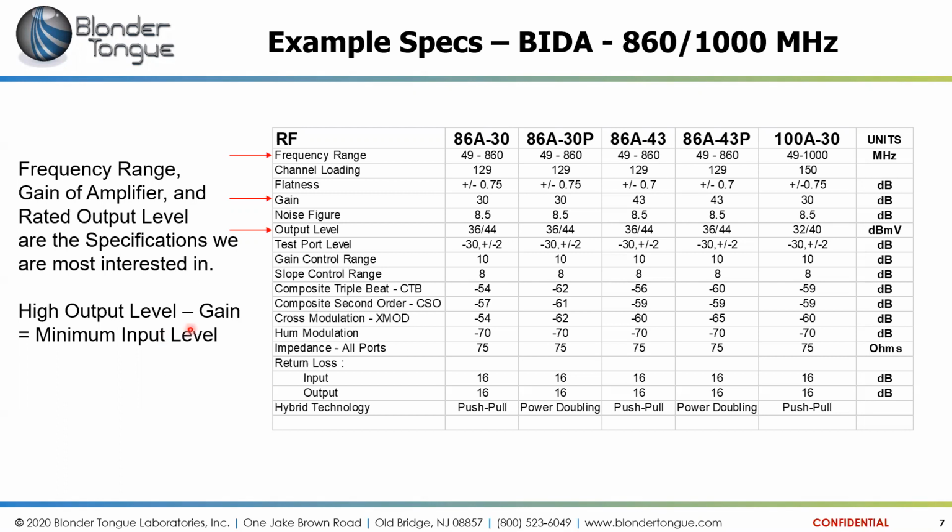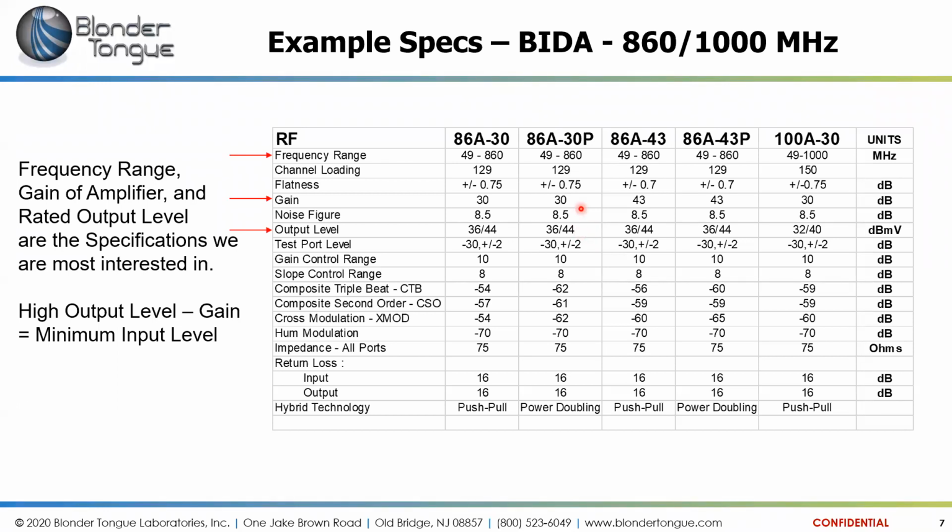If we look at the output level of these amplifiers, the first 2 are 30 decibel gain amplifiers. Their rated output is 36/44. Now they show 2 numbers there because we typically set the amplifier outputs at what they call a positive slope. So we have 36 dBmV out on the low channel, channel 2, and we set the high channel, channel 130 or channel 135, 860 megahertz, to 44 dBmV. That creates for us a positive 8 dB slope. So it helps compensate for the way that the cable slopes or tilts.